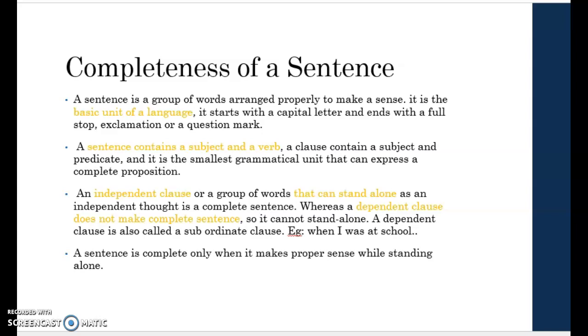But at the same time, the next part, after she finished school, is the dependent clause. Because when you say after she finished school, what happened? There are still questions to be answered. It cannot stand on its own. That is the reason why it is a dependent clause, which means it doesn't make sense on its own. To make sense, it has to depend on something else. But the first part, Jane went to the park, does make sense. So that is the reason why it is an independent clause.